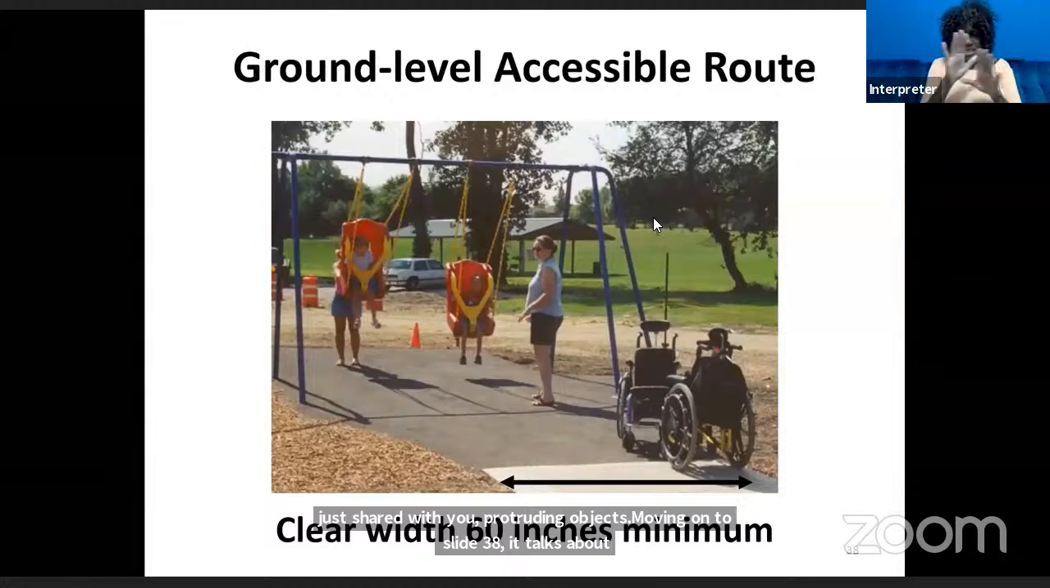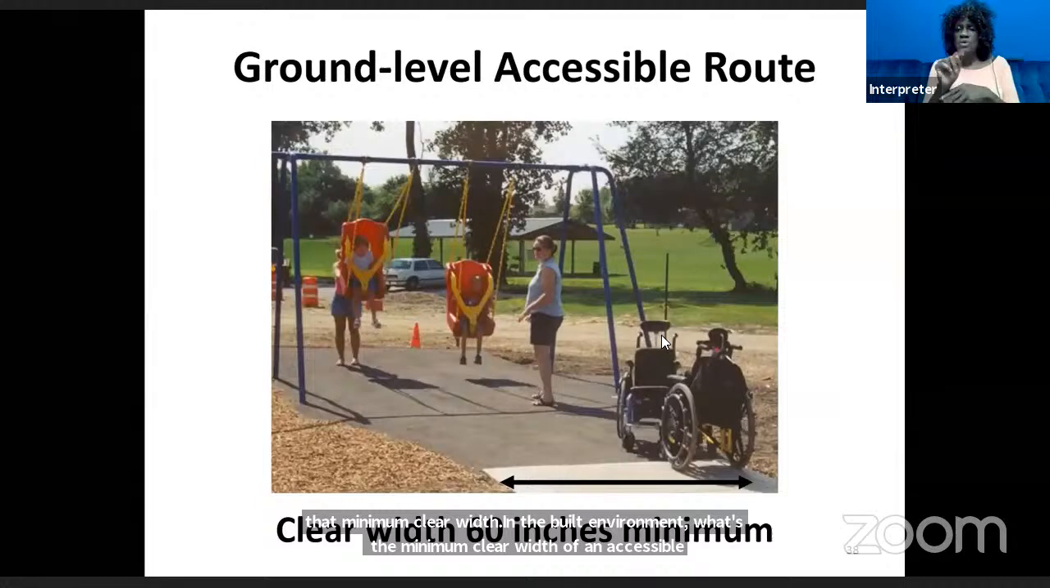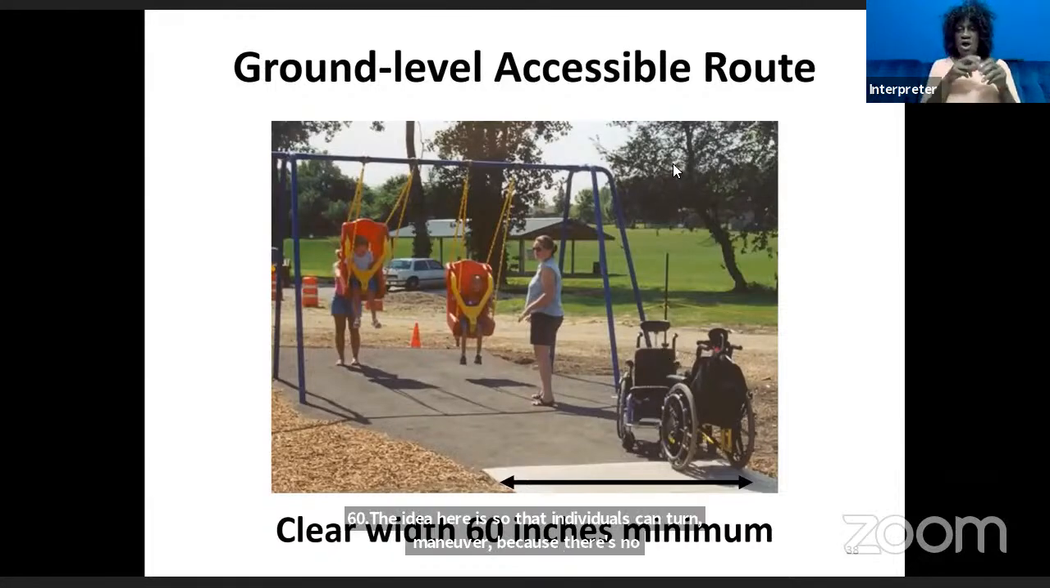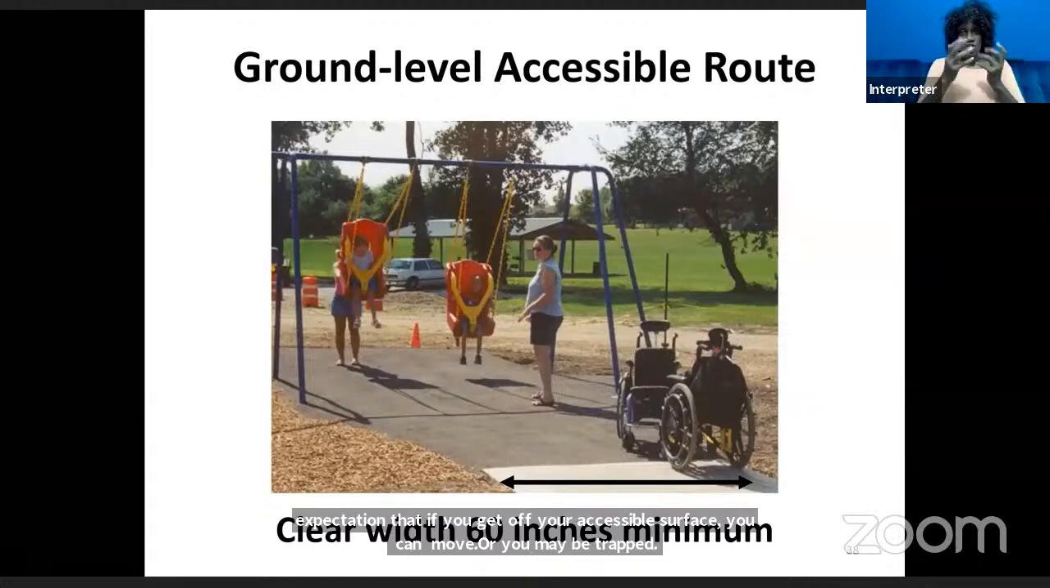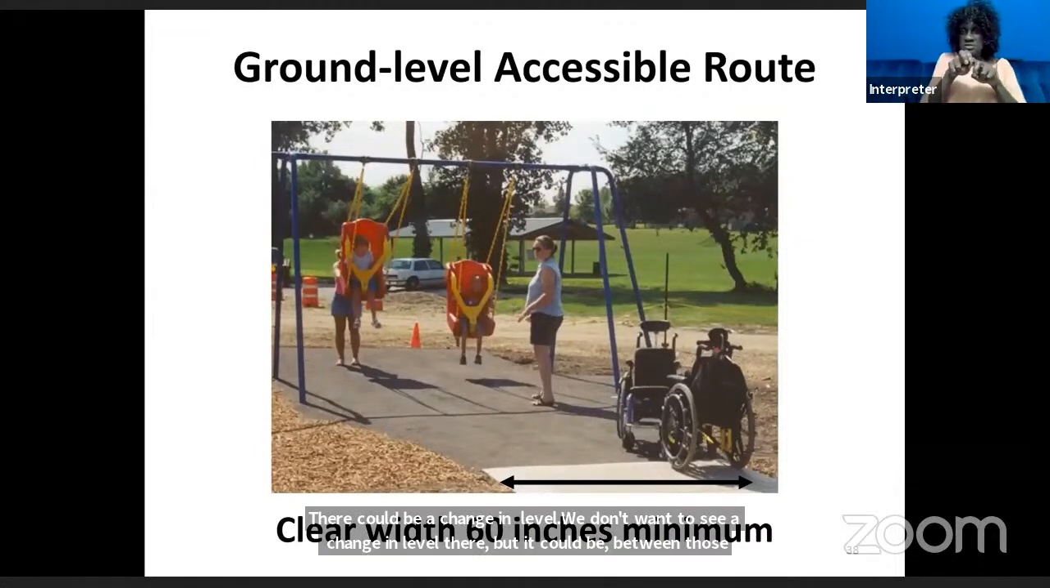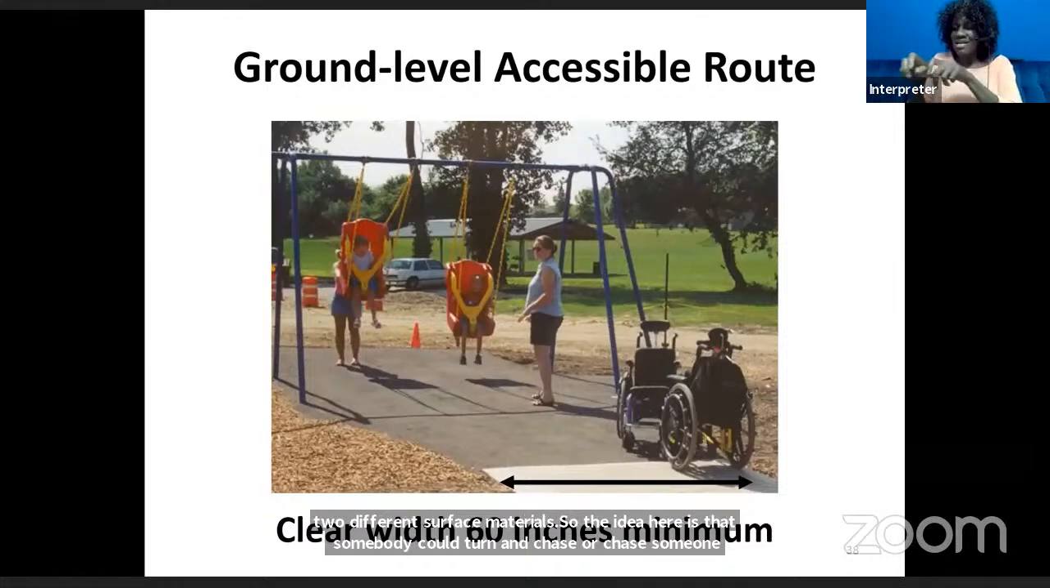In the built environment, what's the minimum clear width of an accessible route? 36 inches. In a play area, we bring it out to 60. The idea here is so that individuals can turn and maneuver, because there's no expectation that if you get off your accessible surface, you can move, or you may be trapped. There could be a change in level. We don't want to see a change in level there, but it could be between those 2 different surface materials. So the idea here is that somebody could turn and chase someone else or decide to go somewhere else, all in their same route. So a minimum of 60 inches.